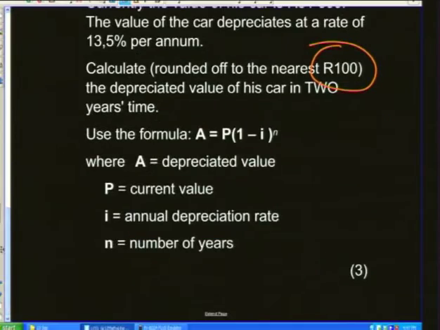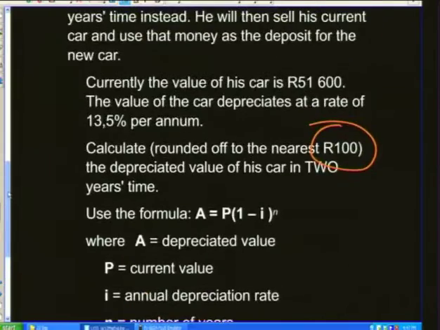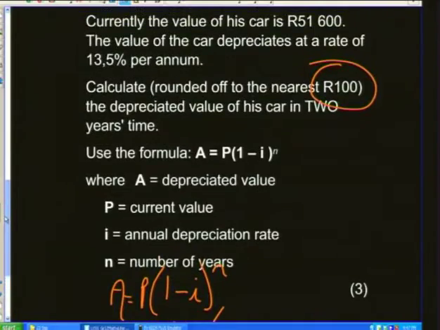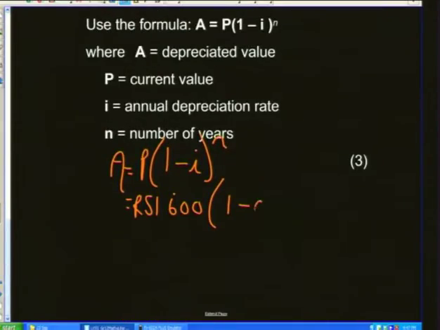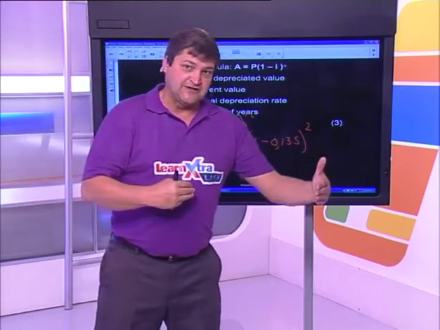So here we go. We get given a formula. Guys, if we get given the formula, you know you're going to use it. How much was his car? His car was valued at 51,600 Rand. 1 minus, what's the interest rate? It's 13.5%, which is 0.135, or 13.5 over 100. And it's for 2 years because that car is going to depreciate over 2 years.